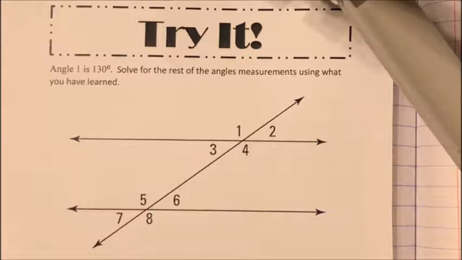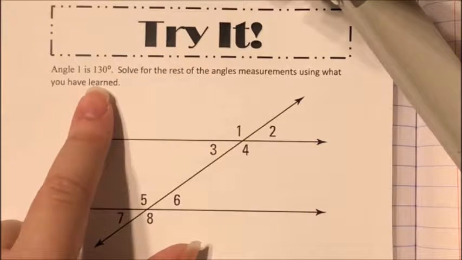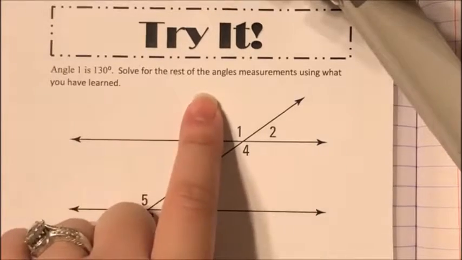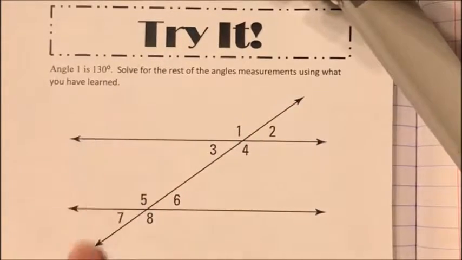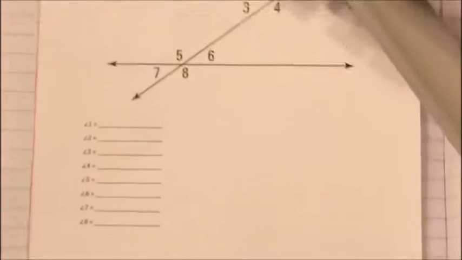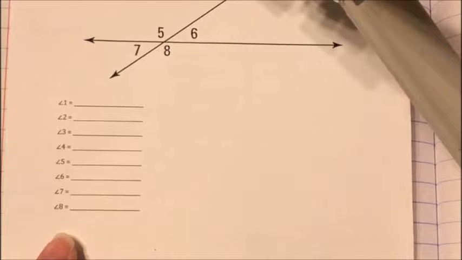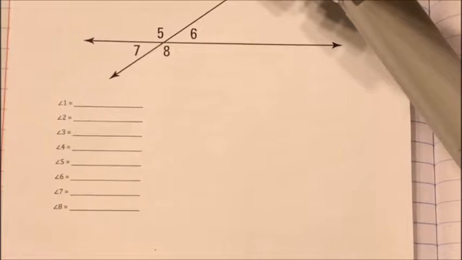All right, so here are a couple of try it problems. Go ahead. It says angle 1 is 130 degrees. Solve for the rest of the angle measurements using what you have learned. Okay, so here's all your angles. You're going up to angle 8, which is all the angles on there. So go ahead, pause the video, try it out, and when you're done, we will go over the answers together.